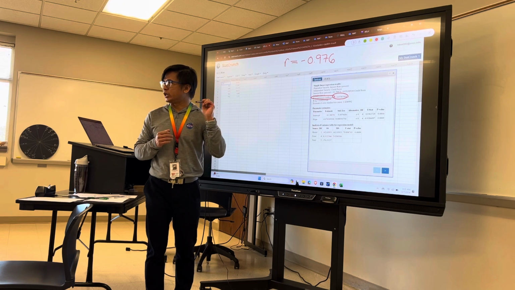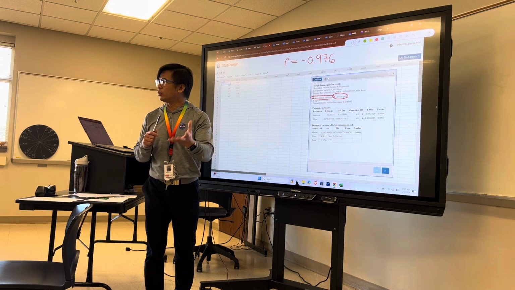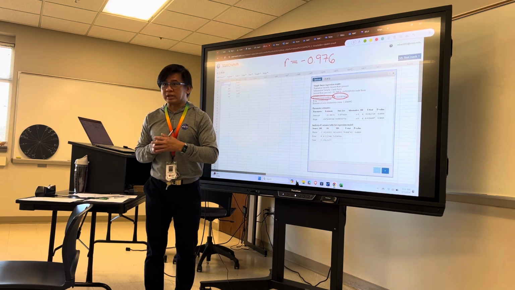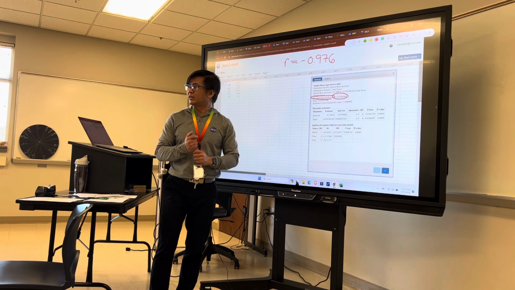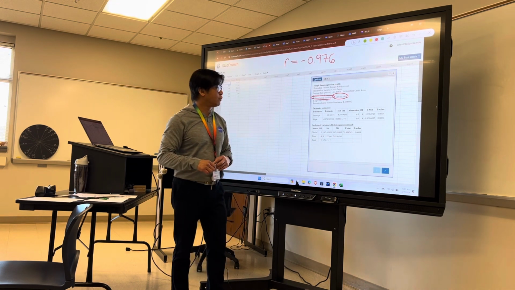As your credit score increases, what's happening to the interest rate that you will be given? Going down, definitely. Are we good? Right. Linearly. Again, we are assuming that this is a linear type of relationship.